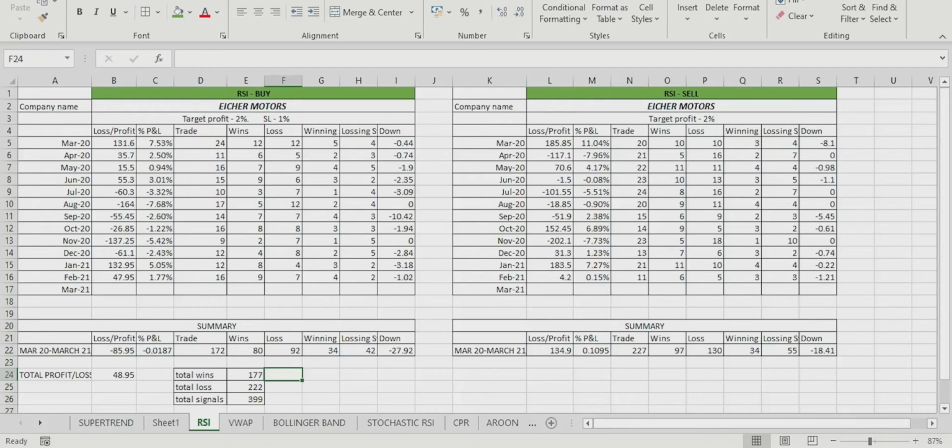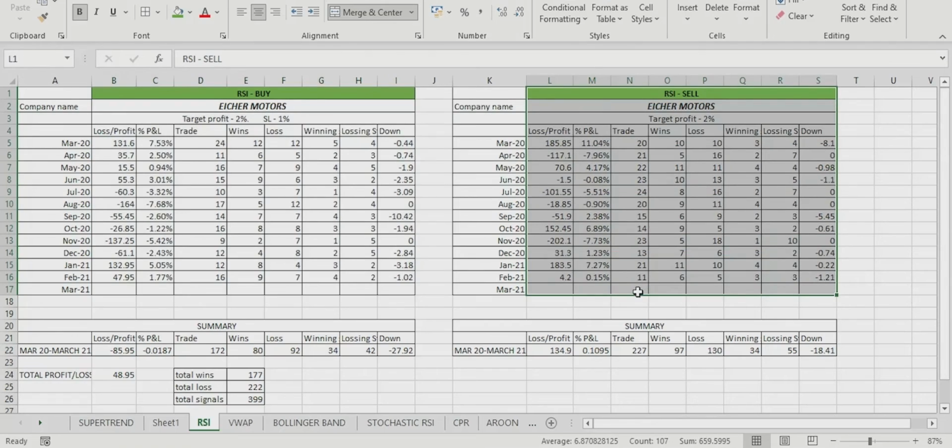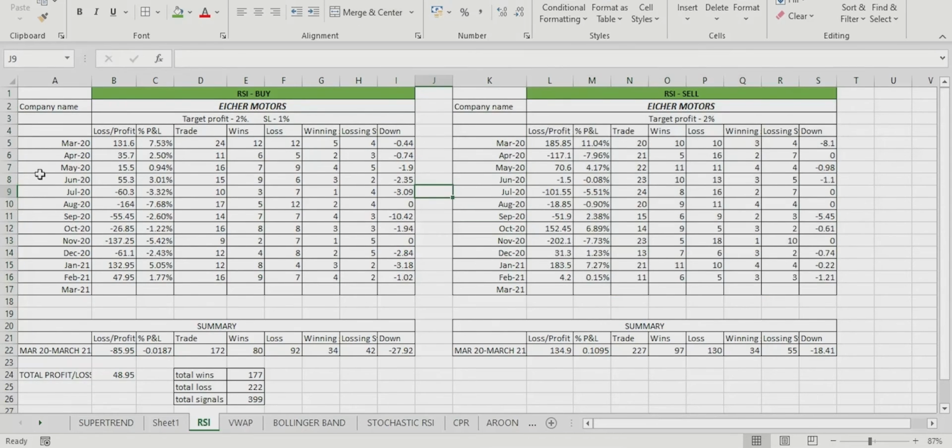To find that out, I did some backtest on this indicator. This is the buy side data and this is the short side data of the past 1 year. And also this is the monthly data, from March 20 to Feb 21.